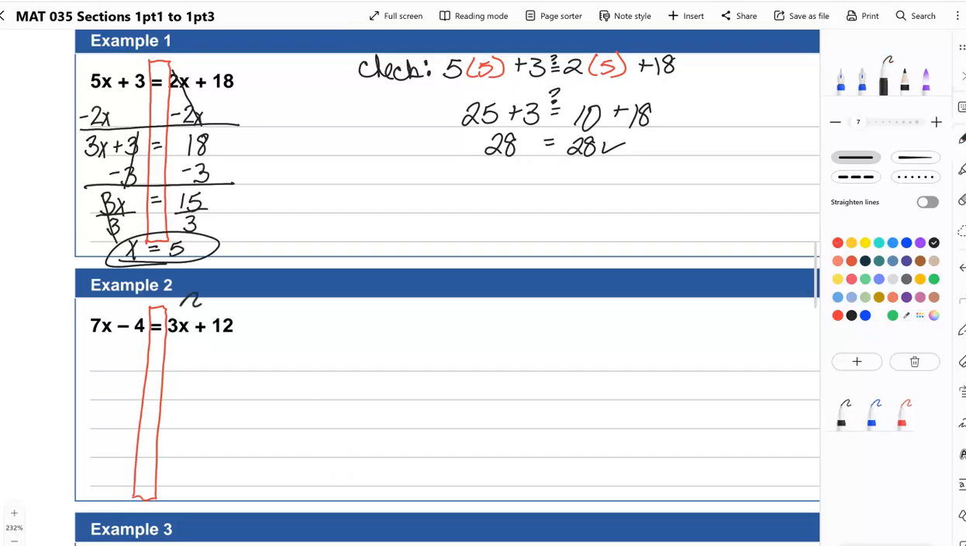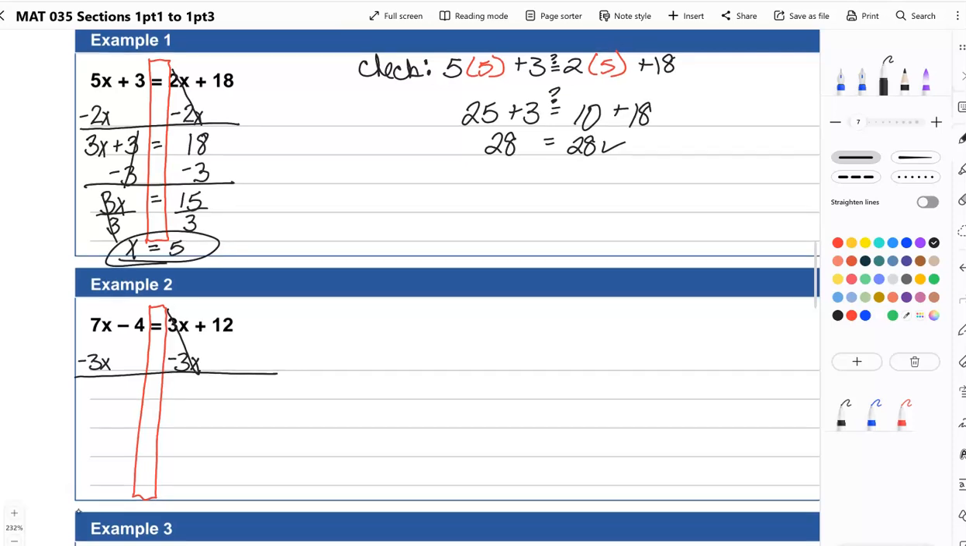So how are we going to move that 3x? We need to zero it out, so we're going to subtract 3. The reason we're going to subtract the 3x is because 3x minus 3x means I have 0 x's here. And 0x would just be a 0. And then 0 plus 12 means I just have a 12 on the right-hand side. On the left, 7x minus 3x is 4x.